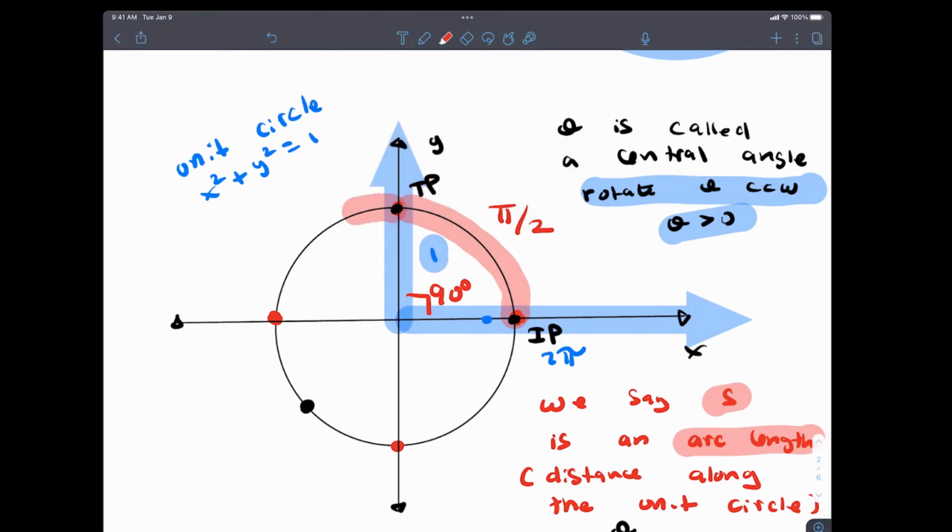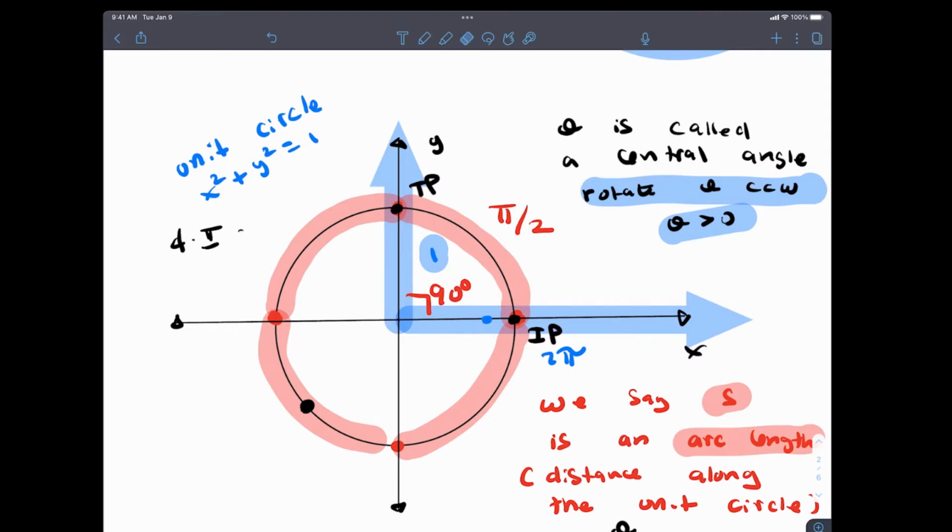Why? Isn't that another pi over 2? Isn't this another pi over 2? Another pi over 2? So it's 4 times pi over 2. Isn't that 2 pi? Isn't that the distance along a circle, the circumference with radius being 1? It's 2 pi. So it makes a lot of sense.